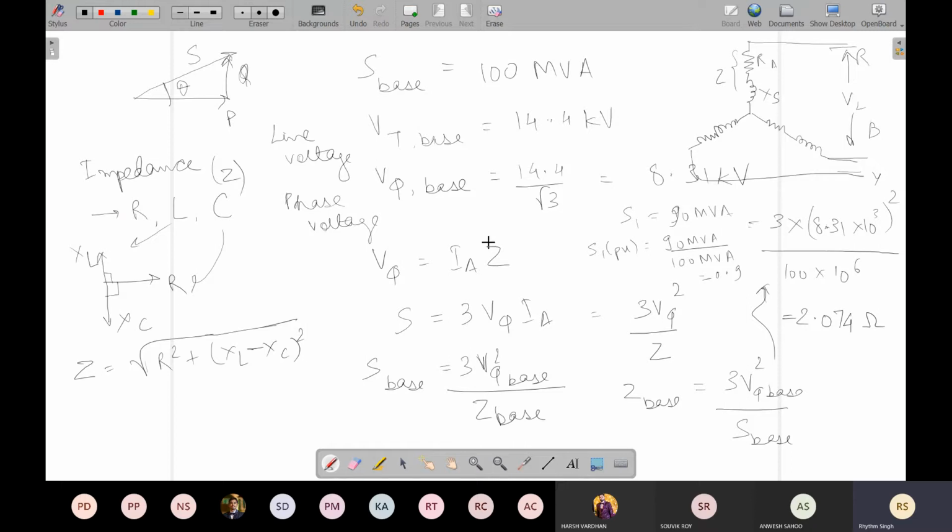Next thing, we want to find the base value of the impedance. Impedance, we understand, is defined for every phase because there is an armature resistance and reactance in each phase. So therefore, we want to use the base phase quantities for defining the base impedance. In terms of each phase, the voltage is Vφ, the current flowing is IA. So I can write this by simple application of Ohm's law, Vφ equal to IA into the impedance.